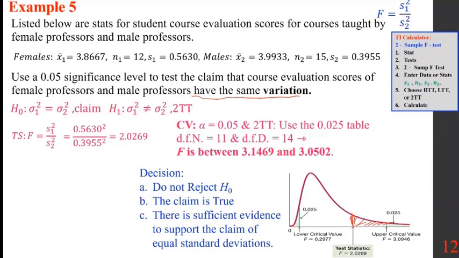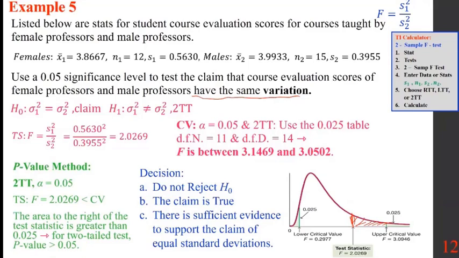You can look up the table and guesstimate that with those degrees of freedom. That means degrees of freedom for the numerator and the denominator. Or we can go with the technology. So the p-value method is a two-tailed test. Alpha is 0.25 and F is 2.0269, and that's less than the critical value. The area to the right of the test statistic is greater than 0.25 for the two-tailed test.